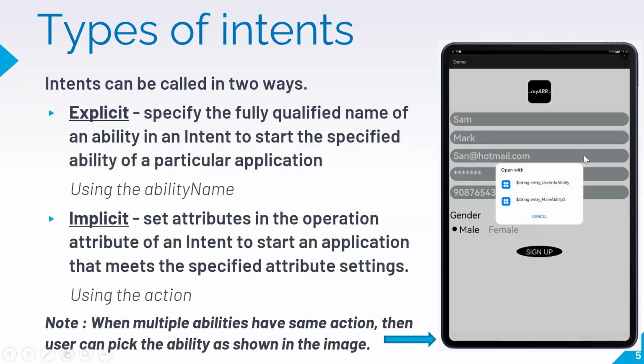Okay. So in HarmonyOS also, if you have multiple abilities for a particular action, you will get this kind of dialogue that is present in the screenshot. Say, for example, you have specified an action in your intent. There are two abilities. So they will be listed out like this, and then the user has to select one of the abilities so that he can go forward with the functionality that is present in that particular ability.